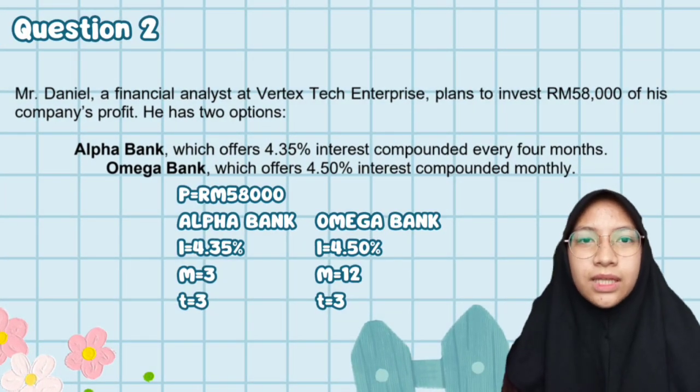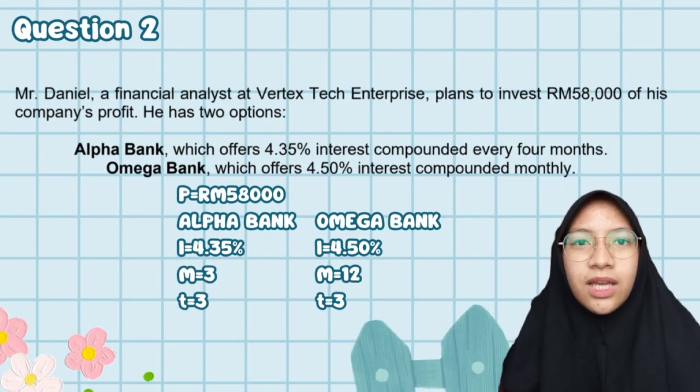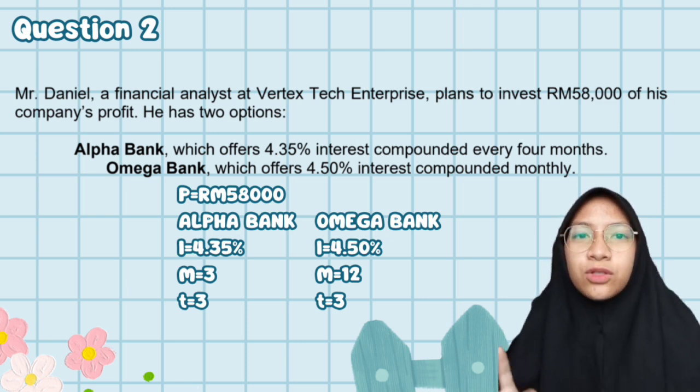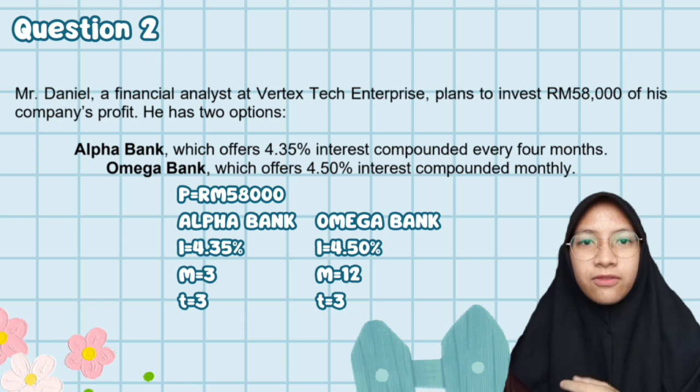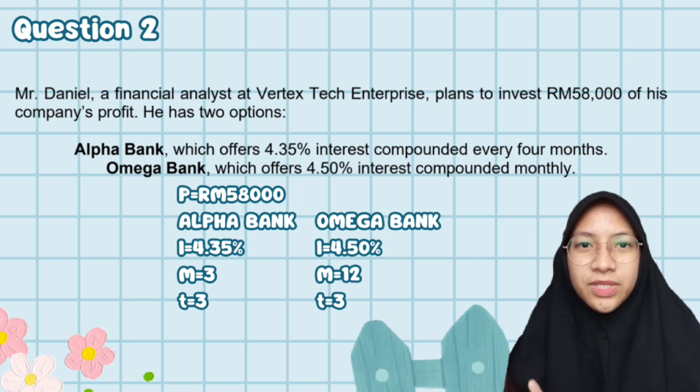Question 2. Mr. Daniel, a financial analyst at Vertex Tech Enterprise, plans to invest 58,000 ringgit of his company profit. He has two investment options. First, Alpha Bank, which offer 4.35% interest compounded every 4 months. Second, Omega Bank, which offer 4.5% interest compounded monthly.